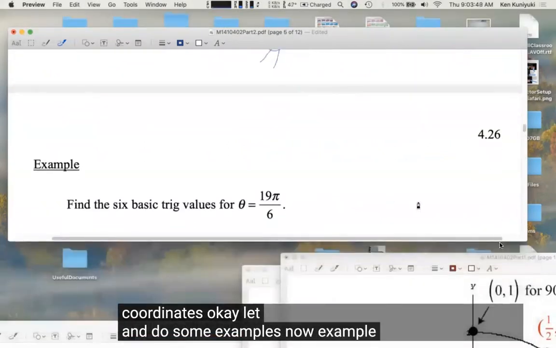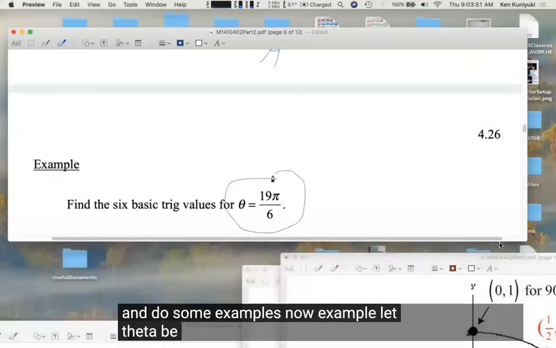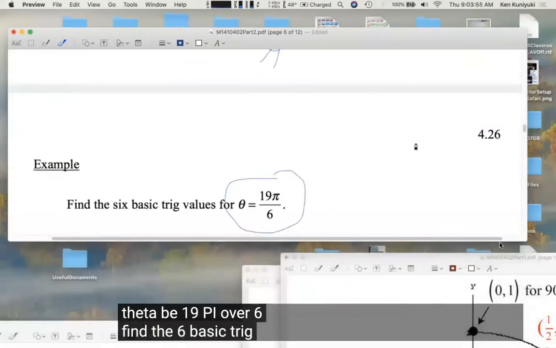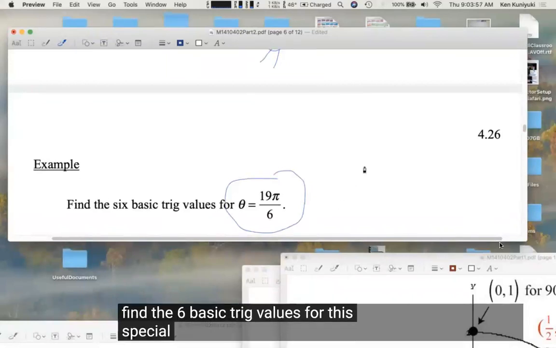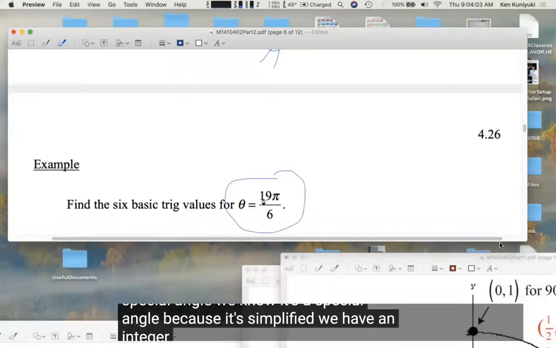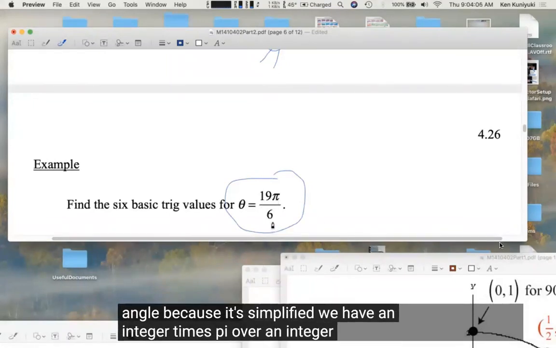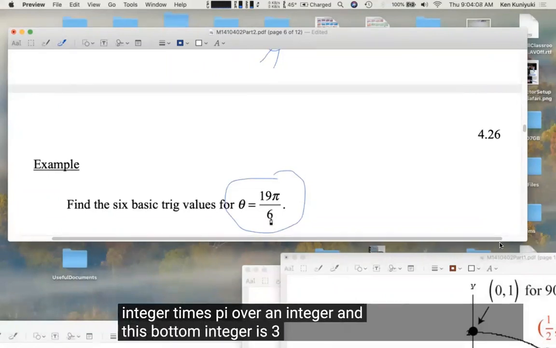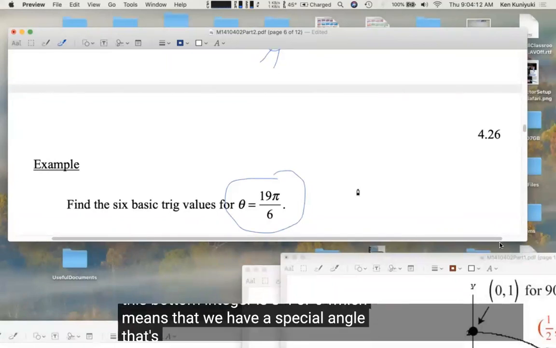Example. Let theta be 19 pi over 6. Find the 6 basic trig values for this special angle. We know it's a special angle because it's simplified, we have an integer times pi over an integer, and this bottom integer is 3, 4, or 6, which means that we have a special angle that's not quadrantal.